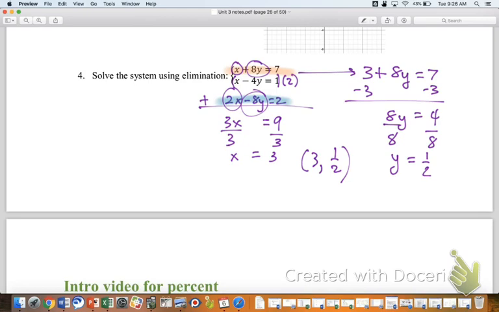Questions on number 4? Okay. Fair enough. So you guys will get one more chance to practice this. That'll be tomorrow, and then Thursday should be our DMR quiz.